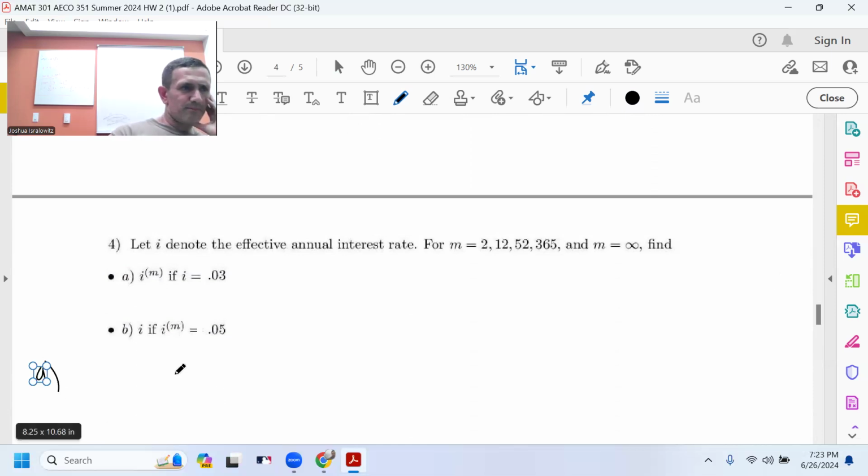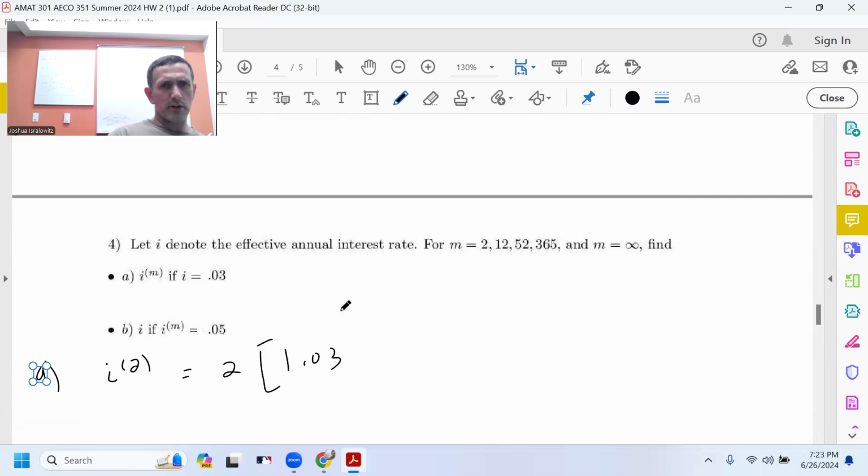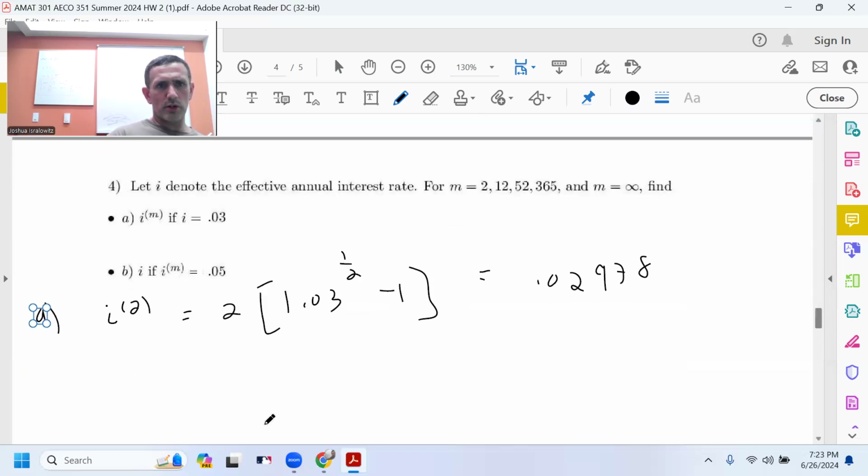So let's do A. This is really plug and chug. I'll try to do this quickly. I is 3%, 0.03, so plug into the formula for I2. It's always M times the quantity 1 plus your interest rate to the 1 over M, minus 1. Again, all these are going to be close to 3%. So here we're doing semi-annually, monthly, weekly, daily, and continuously.